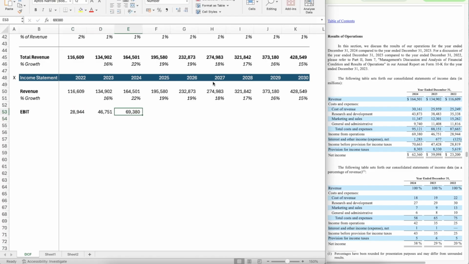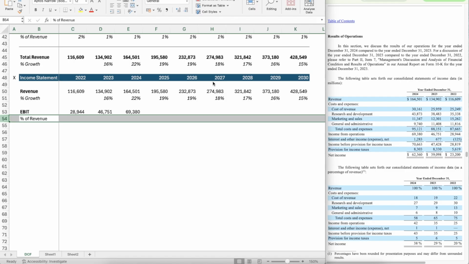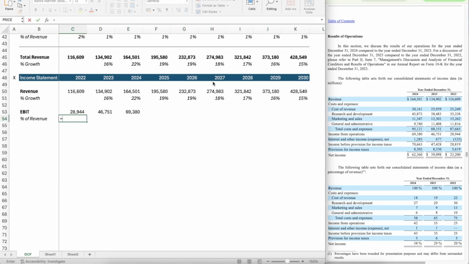This makes so much money. I mean, we don't need it, but look at the net income, 62 billion for 2024. It's insane. And we want the EBIT as a percentage of revenue. Look at that, 42% margin. It's huge.